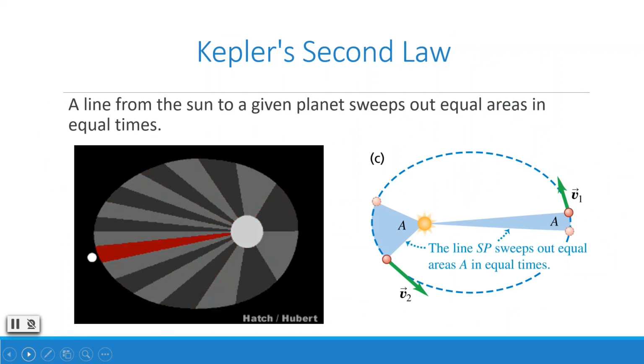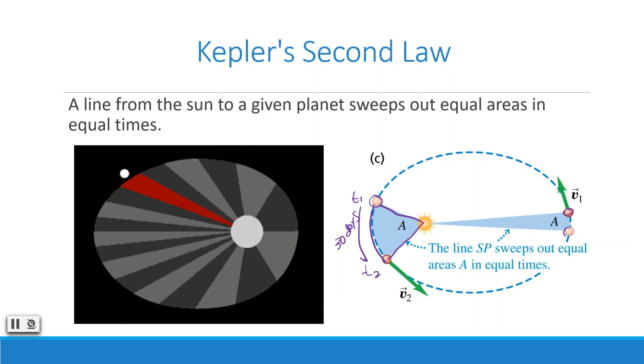So Kepler's second law is kind of odd. It says a line from the sun to a given planet sweeps out equal areas in equal times. So when you look here, what we're talking about is if this is T1 and this is T2 and our planet moves, okay, and this is, say, 30 days, so it's like a month.